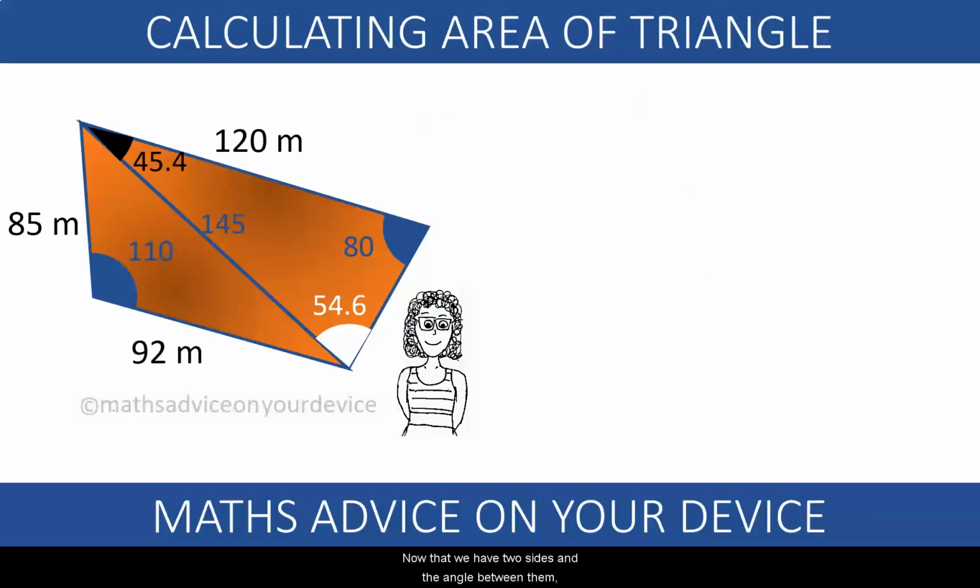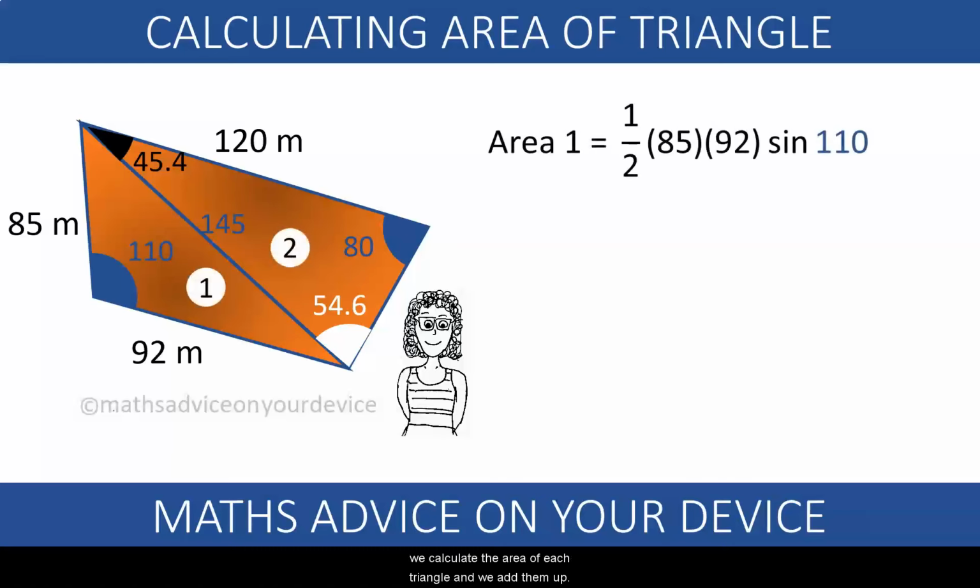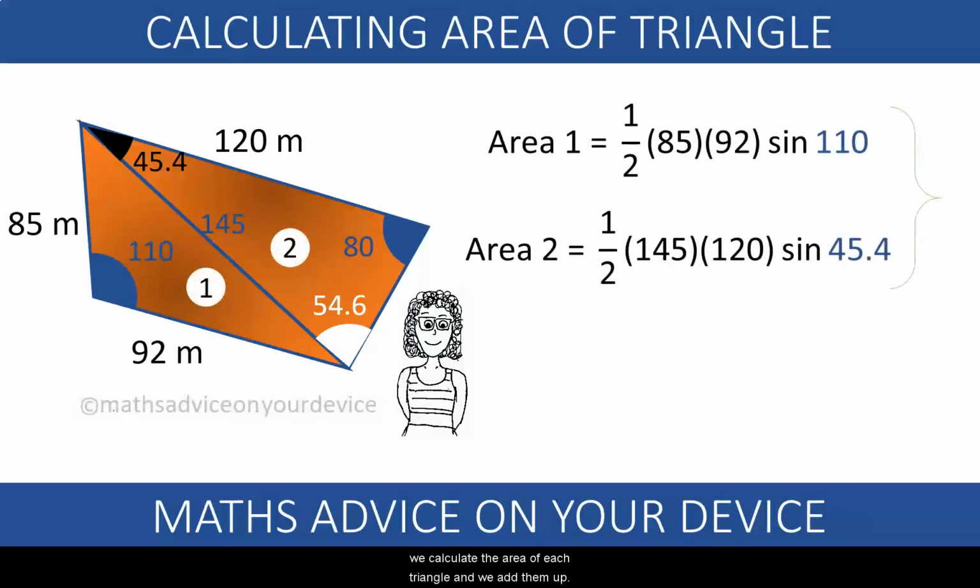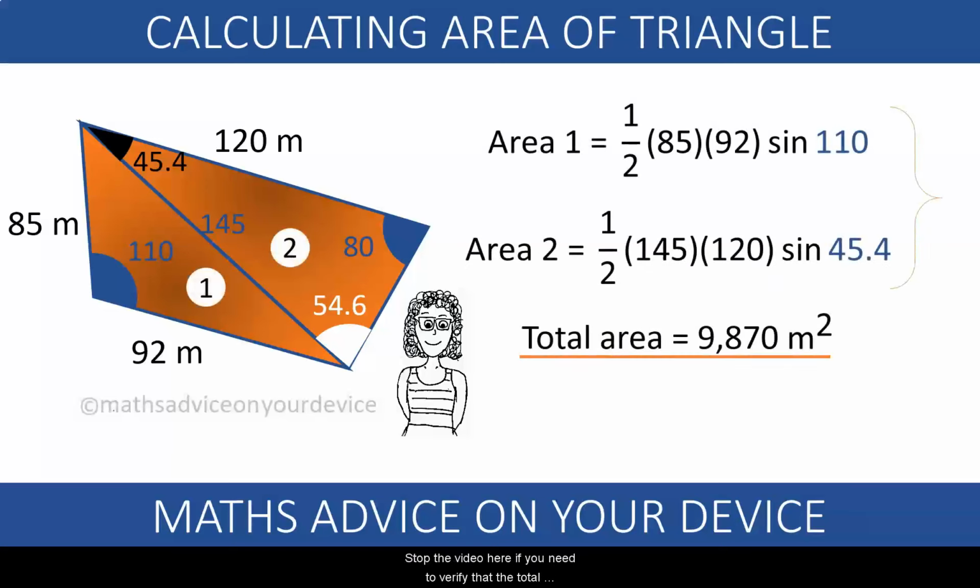45.4. Now that we have two sides and the angle between them, we calculate the area of each triangle and we add them up. Stop the video here if you need to verify that the total area is 9,870 square meters to three significant figures.